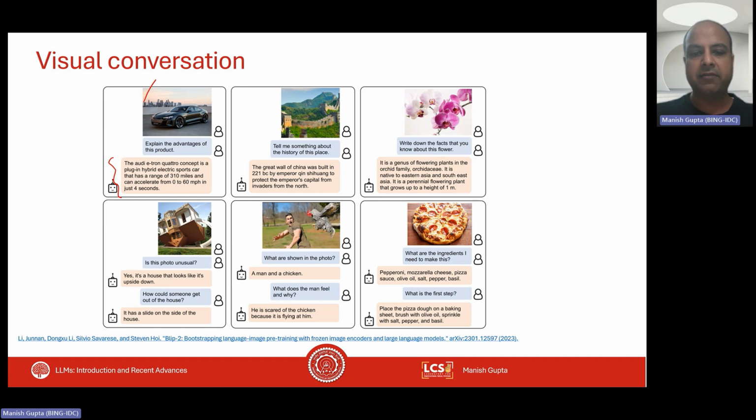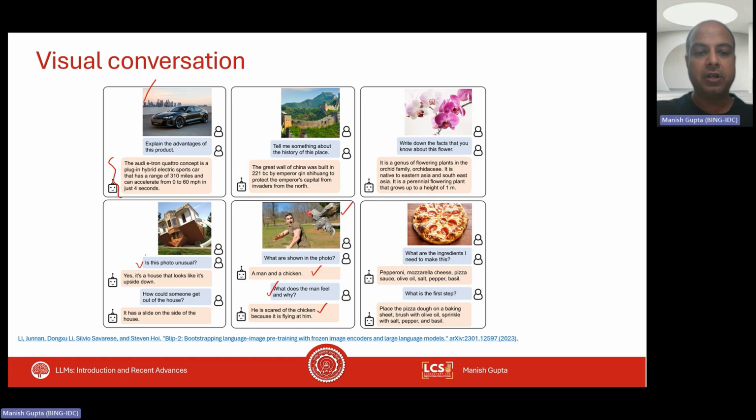Now, you could also have some interesting, common sense kind of conversation. For example, what is shown in the photo. In the photo, you see a very funny picture where a man is being chased by a chicken. The model comes up with a man and a chicken. Now, you can say, what does the man feel and why? The model can infer he's scared of the chicken because it is flying at him. So there are very interesting use cases where you can have visual conversation across various domains. For example, humor as well.